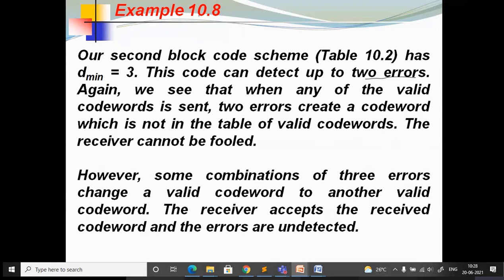Again we see that when any valid code word is sent, 2 errors create a code word which is not in the table of valid code words. In case any 3 bits got corrupted, according to this table, once again the error goes undetected and invalid data is delivered to the receiver. Some combination of 3 errors changes a valid code word to another valid code word.